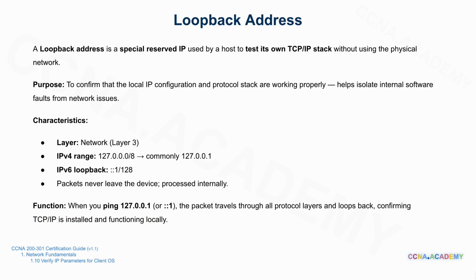A loopback address is a special reserved IP that lets a host test its own TCP/IP stack without touching the physical network. It works at Layer 3, the network layer, and is typically 127.0.0.1 for IPv4, or ::1 for IPv6. When you ping the loopback address, the packet never leaves the device. It loops internally through all protocol layers, confirming that the TCP/IP stack is installed and functioning correctly.